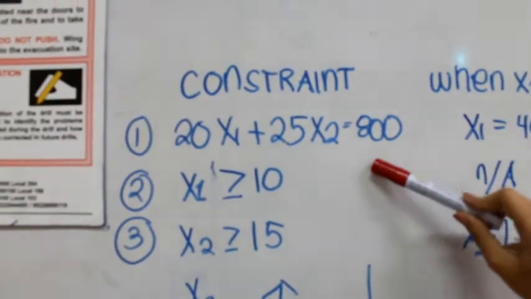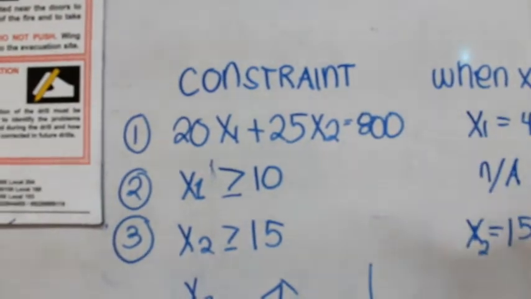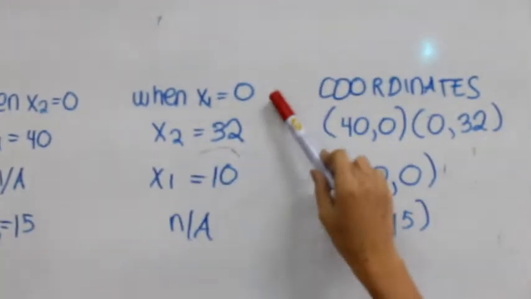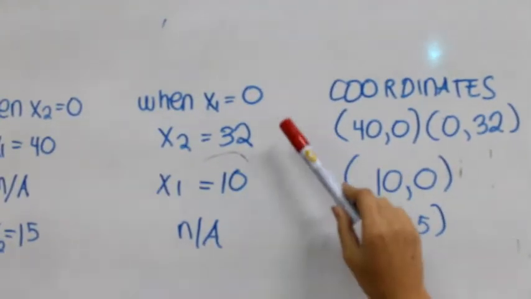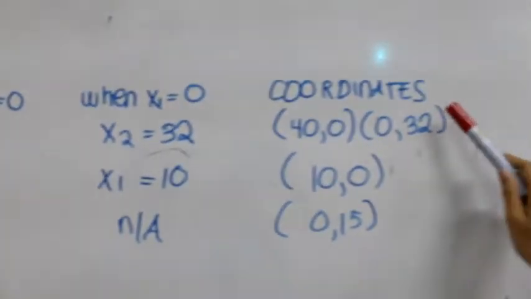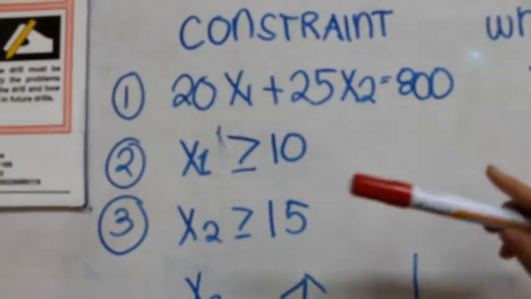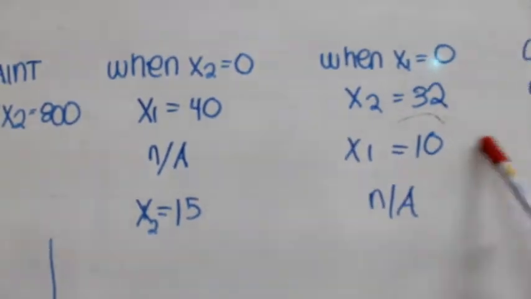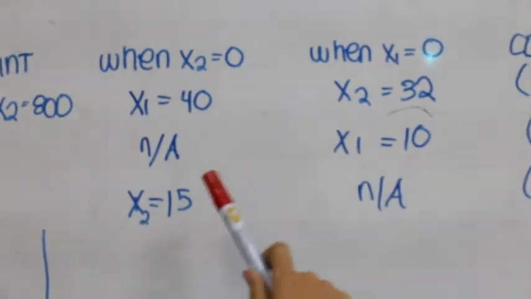Constraint 1: 20x1 plus 25x2 equals 800. When x2 is equal to 0, x1 is equal to 40. And when x1 is equal to 0, x2 is 32. So we got the coordinates. For constraints 2 and 3, we changed the inequality to an equal sign. So we got x1 equals 10 and x2 equals 15.